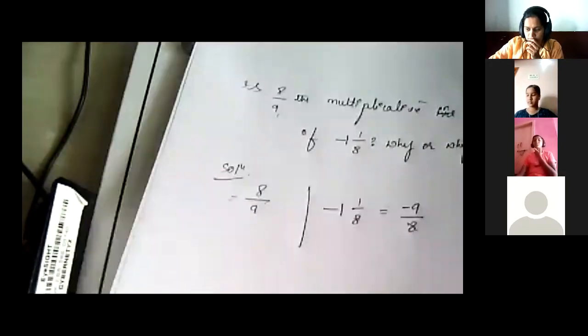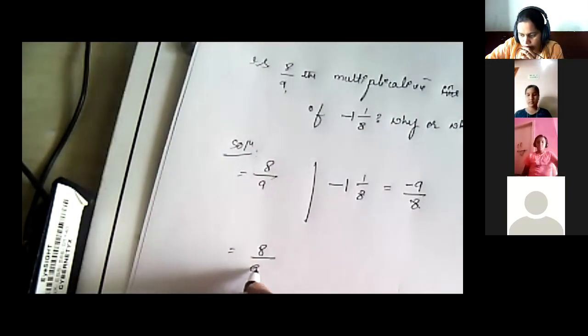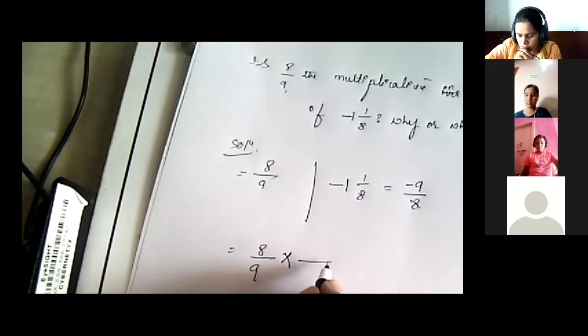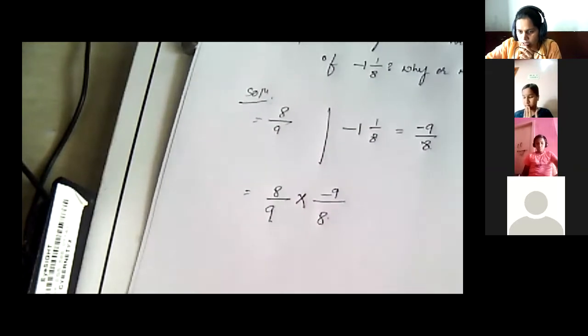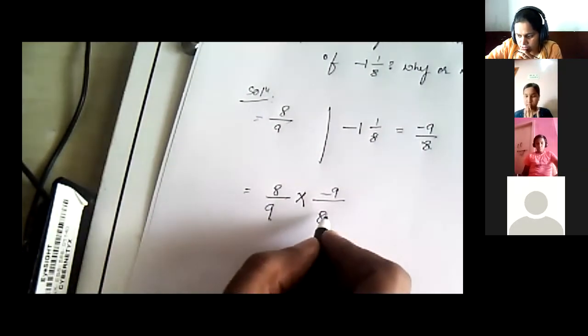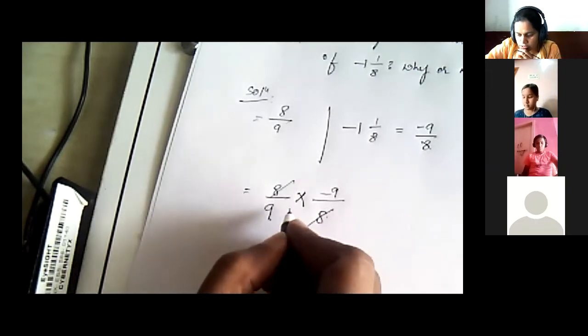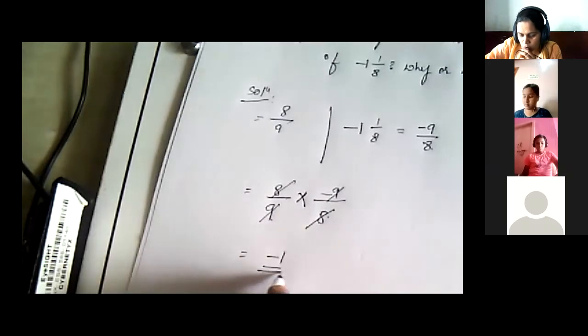Now we'll check whether 8 upon 9 is an inverse or not. Now we will multiply it with its inverse, that is minus 9 upon 8. Now what can be done? It's multiplication, so we can cancel 8 and 8. 8 ones are 8 and 9 ones are 9. What is the answer? Minus 1.